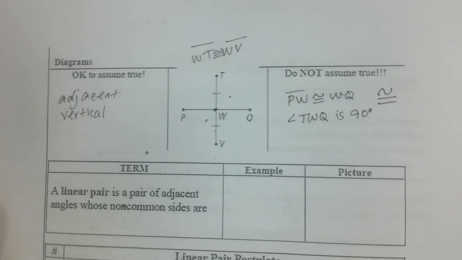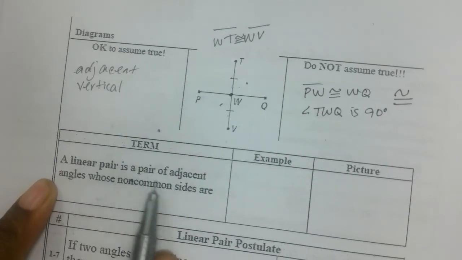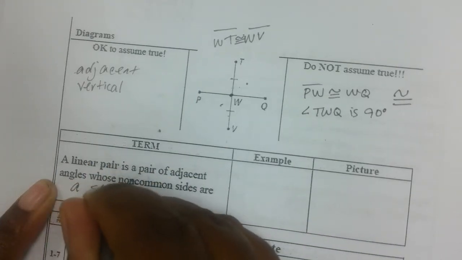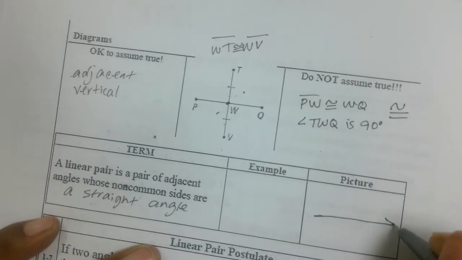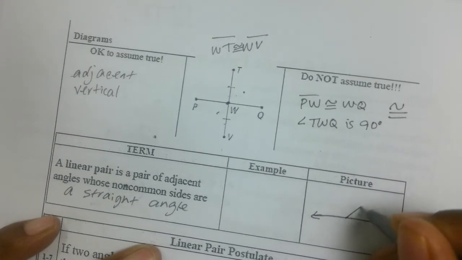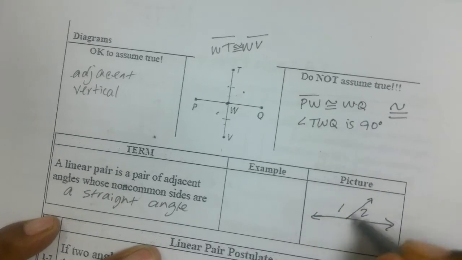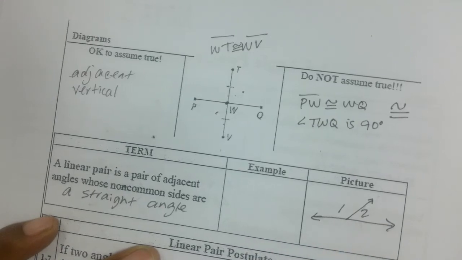So our last term is a linear pair. A linear pair is a pair of adjacent angles whose non-common sides are a straight angle. That's just a line. So if we draw a picture, this is my straight angle, which is my line. This is the common side they share. So both angle 1 and angle 2 share this side right here. So this is their non-common side, and it's a straight angle.